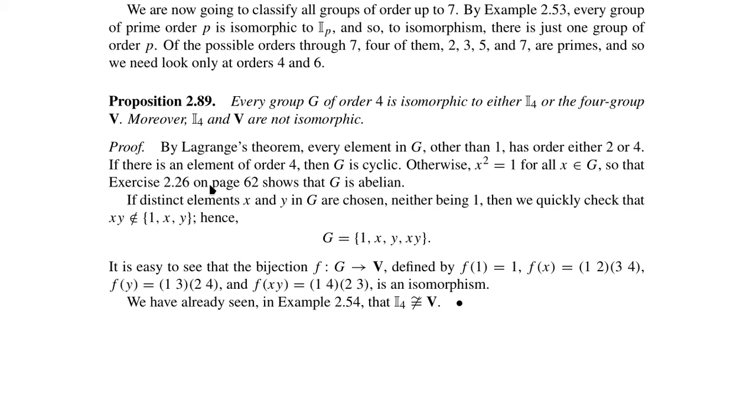Your element's order is 4, which is equal to the order of the group, so you'll have a cyclic group. Otherwise, you're going to have order 2, so x squared is equal to 1, which means the elements are their own inverses, and that means you're going to have an abelian group, which is something that we've done exactly before.